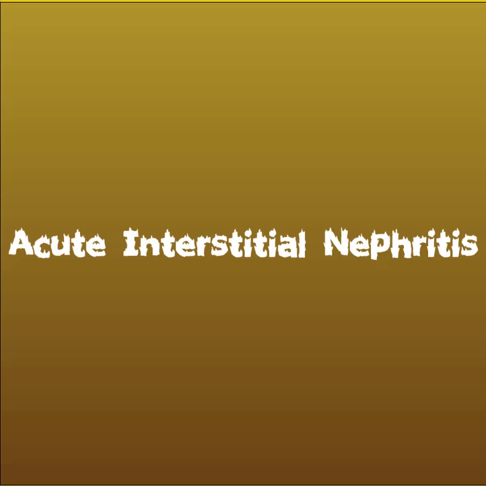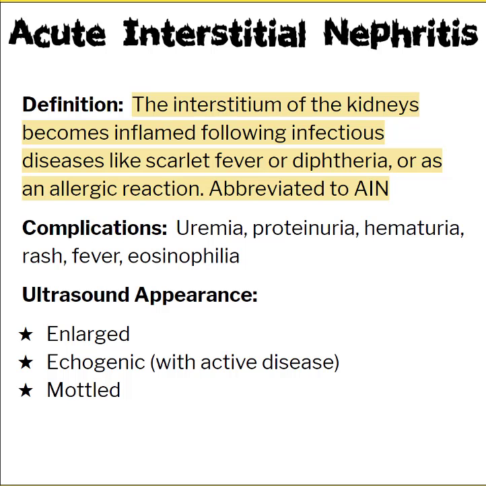Our next diffuse renal disease is acute interstitial nephritis. Now, acute interstitial nephritis occurs when the interstitium, which is the area that sits around the tubules that is going to participate in some of the exchange of toxins and waste and water and salts and all of that, becomes inflamed. And that usually becomes inflamed due to some sort of systemic infection like scarlet fever or diphtheria. Another reason that the interstitium can become inflamed is also due to an allergic reaction.